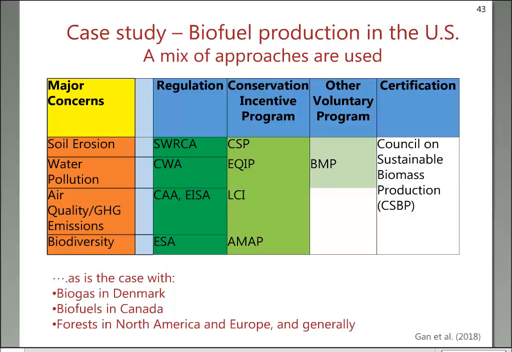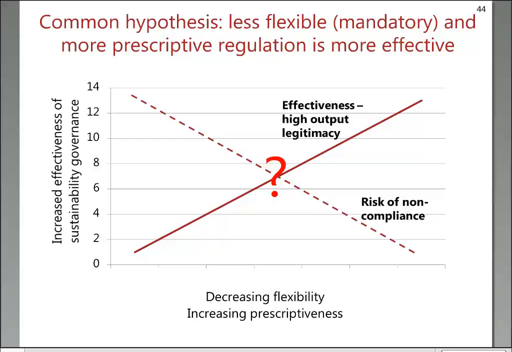And we see the same tendency for biogas in Denmark, for example, that a large mix of governance measures are used, ranging from mandatory legislation to best practices and no strict requirements. We can see it for agriculture and biofuels in Canada, and as we saw before, also for forest governance.